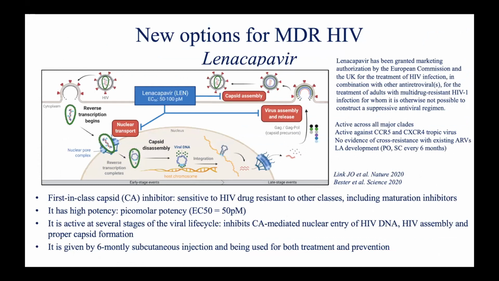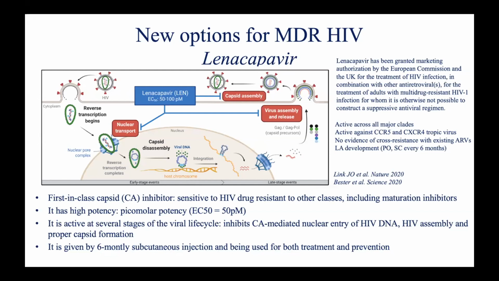So I will start to speak a little bit about these new drugs. Very important, of course, as a new mechanism of action, is lenacapavir, which at this moment is granted for use by the European Commission and in the UK, and has been submitted to the FDA for approval. Now we can use it particularly for treatment of adults with multi-drug resistant infection, where there is no possibility to have too many other active drugs.